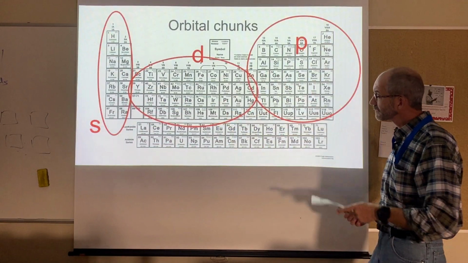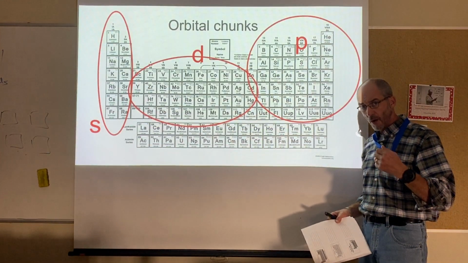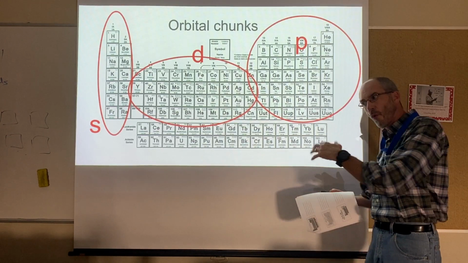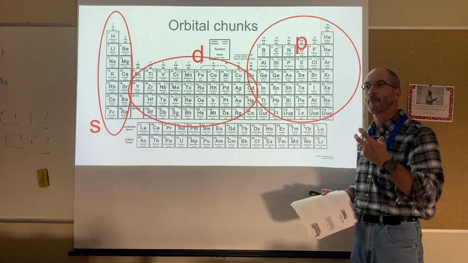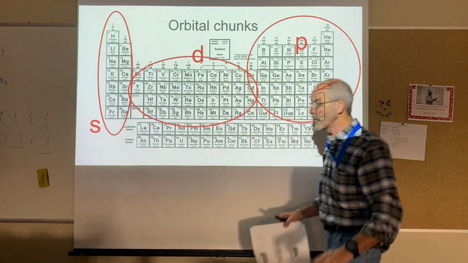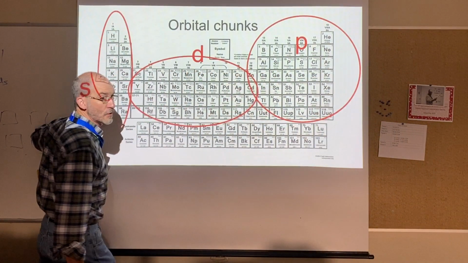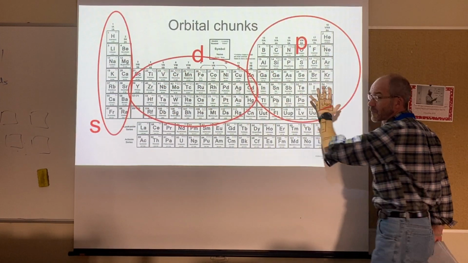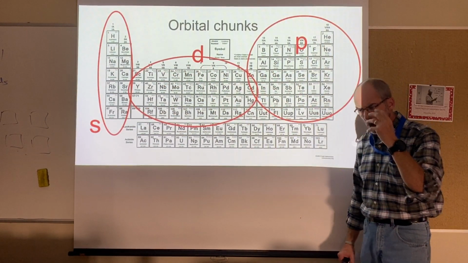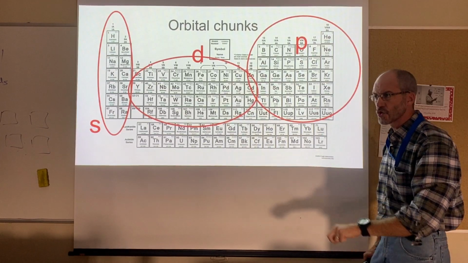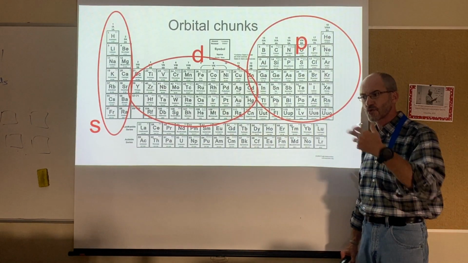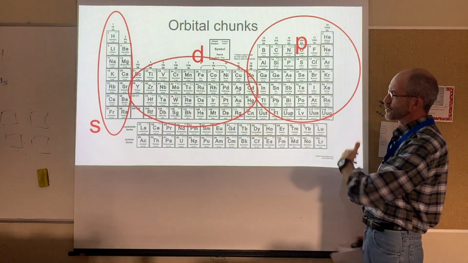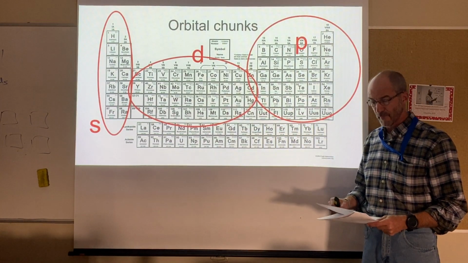All right? I also don't mind and would encourage you to begin to think about your energy levels and your orbitals, but begin to think about your orbitals in terms of chunks as well. So in here, you're going to get into your s orbitals. Here, you're going to get into your d orbitals. Here, you're going to be in your p orbitals. And when you can begin to see that, it just helps you understand electron configuration a lot better.